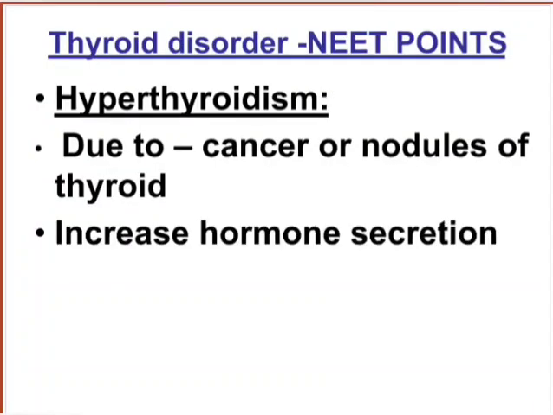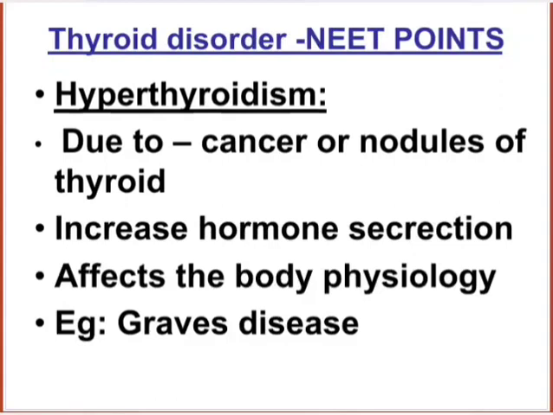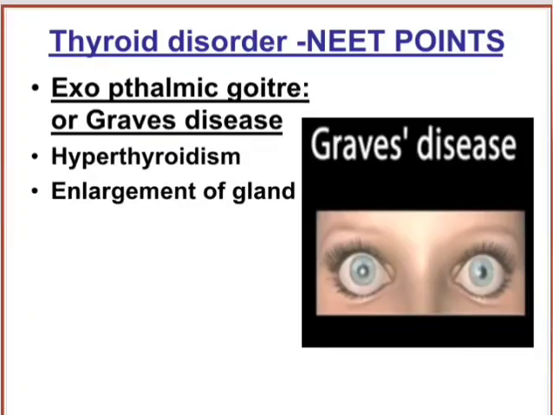So the rate of synthesis and secretion of thyroid hormone is increased to an abnormally high level, leading to the condition called hyperthyroidism, which adversely affects the body physiology. The example of hyperthyroidism is exophthalmic goiter, commonly called Graves' disease. Look at the picture of the Graves' disease person's eyes.